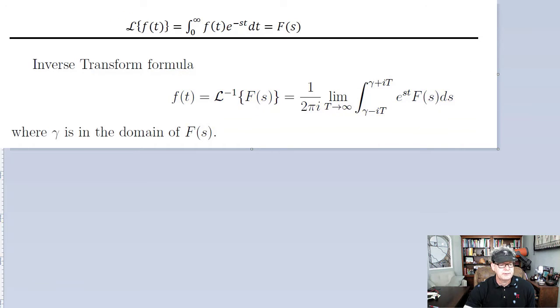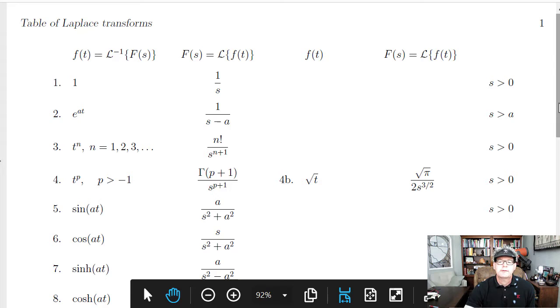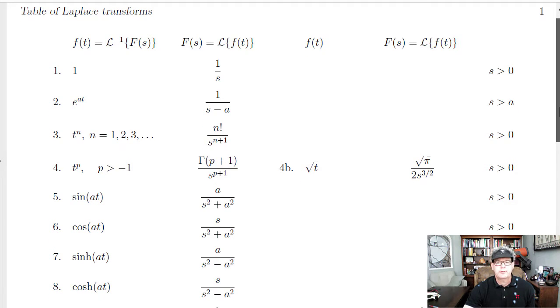So if I look at a couple of transforms here. Laplace transform of 1 is 1 over s, s bigger than 0. E to the at, Laplace transform will be 1 over s minus a. S has to be bigger than a so that we have convergence. And so on. Sines and cosines, s greater than 0, etc.